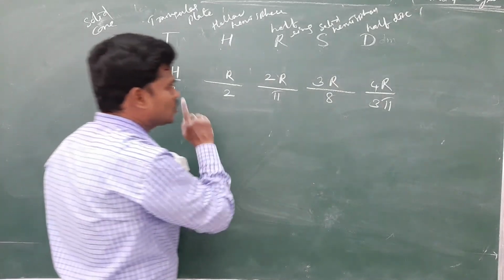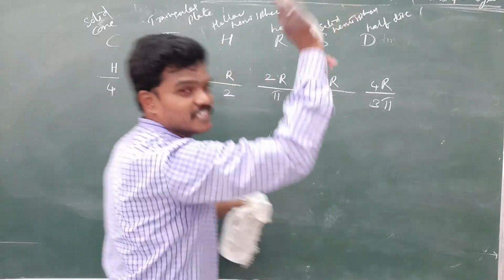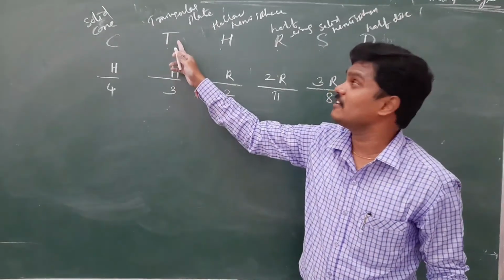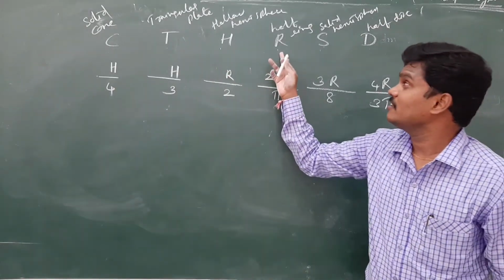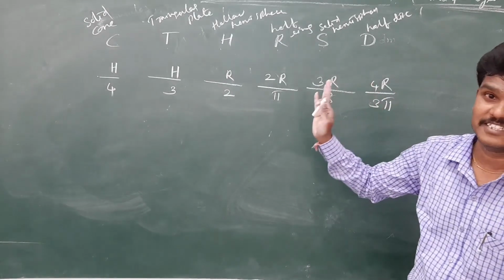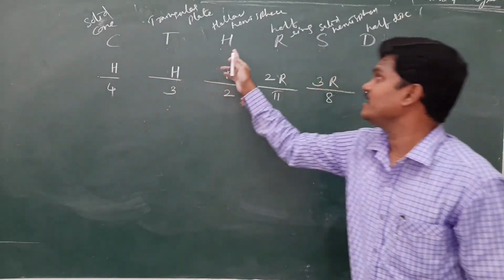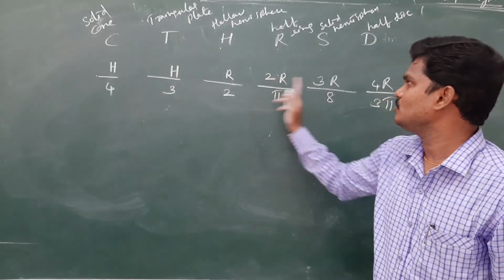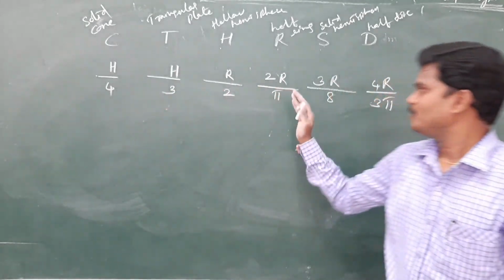So try to remember this code, and don't ask how it comes, just remember it. CTHRSD: C for solid cone, T for triangular plate, H for hollow hemisphere, R for half ring, S for solid hemisphere, D for half disc. The cone and plate have height h, and all the remaining have radius r. And I wrote 2, 3, 4, 2, 3, 4, pi, 8, 3 pi. Keep that in mind.